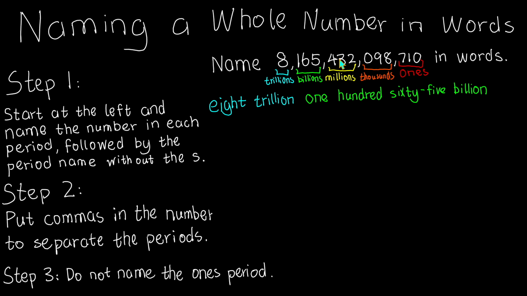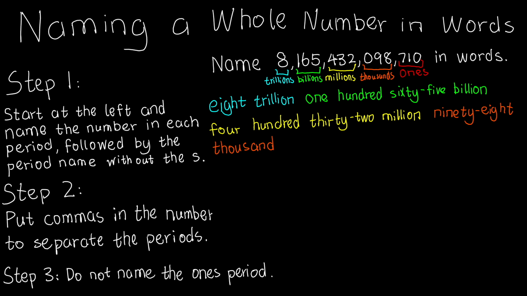Now let's move on to this period right here. So this period has the number 432. And it's million. And now let's move on to this period. This period is just 98 and 1000. Finally, it's the last period. The last period has the number 710. However, because it's the last period, we do not name the period according to step 3. So it's just gonna be 710.